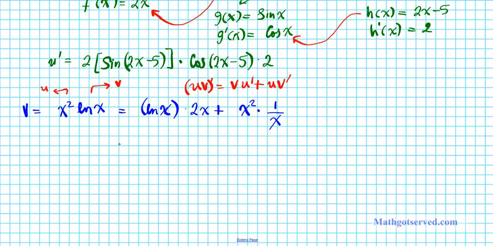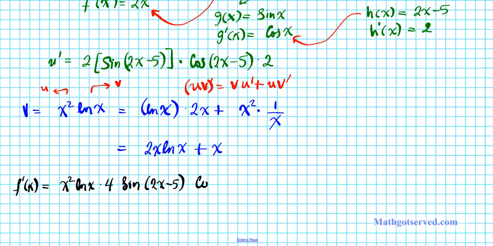All right, so let's simplify that. It's simply going to be 2x times the natural logarithm of x plus x, if you reduce these two. So we'll simply put everything together. F prime of x is simply going to be v, which is x squared times the natural logarithm of x, times u prime. U prime is this expression right here. We can multiply 2 and 2, just put the 4 sine 2x minus 5 cosine 2x minus 5.